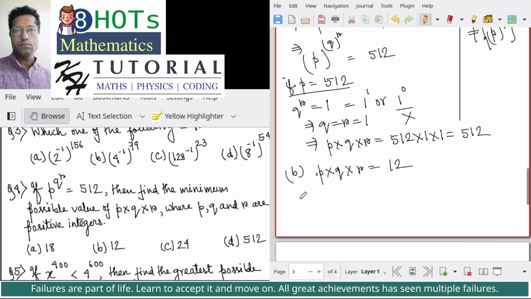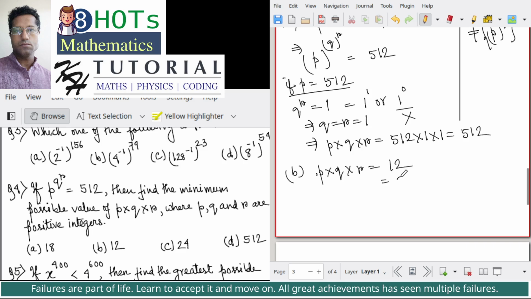We have to factorize 12 into 3 factors. Remember that none of p, q, and r will be 1 if they are to be considered as they are all positive integers, so we have to start from 2. And there are 3 numbers. How can we factorize 12 into 3 factors where each factor is greater than 1?